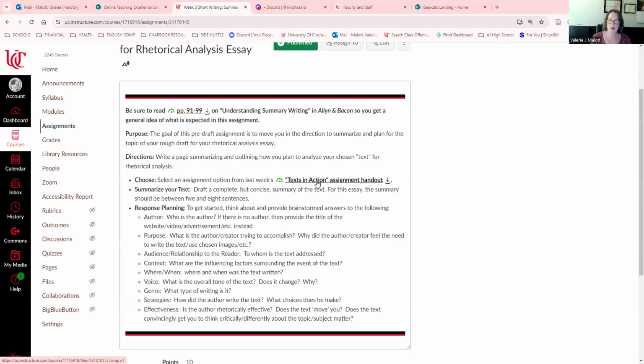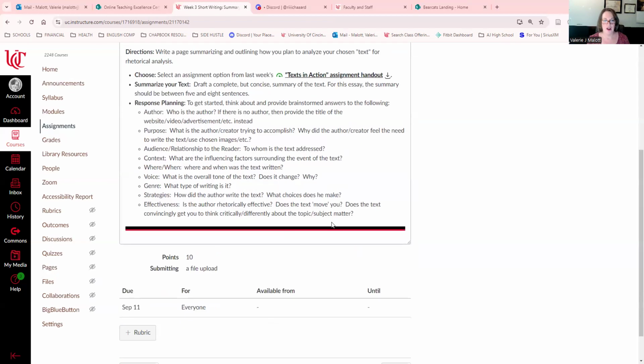Strategies. How did the author write the text? What strategies did they make? What rhetorical choices do they make? And effectiveness. Is the author rhetorically effective? So these are all questions that you can think about. You don't have to answer each and every one of them, but at least get the ball rolling and hopefully find out whether or not you're on the right track. Again, that is due Wednesday, September 11th.